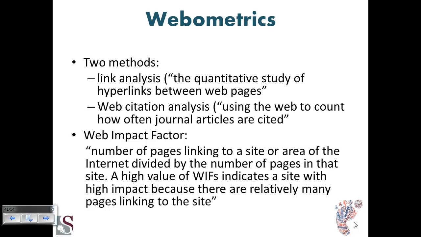Webometrics is concerned with measuring aspects of the web, such as websites, web pages, hyperlinks, etc. So the two methods that are used are link analysis, the study of hyperlinks between web pages, and web citation analysis. That's using the web to count how often journal articles are cited.